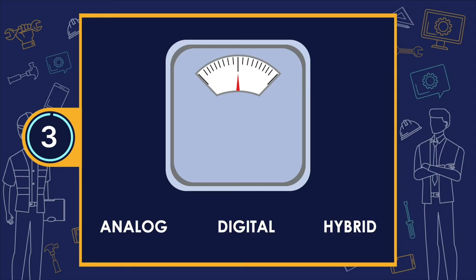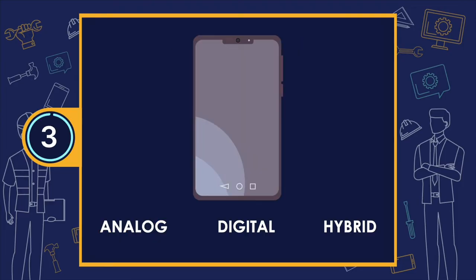Are you ready? Let's begin. If you want to check your weight, you use a weight scale. Can you help me identify whether this is an example of an analog, digital, or hybrid computer? Time's up. The answer is analog computer. Let's see the next photo. A smartphone. Time is up. A smartphone is an example of a digital computer.